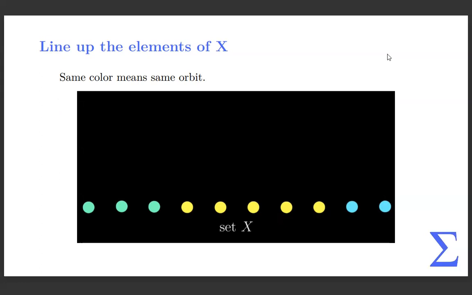So how many orbits are here? Anybody? Three. Oh, three orbits. Very nice.